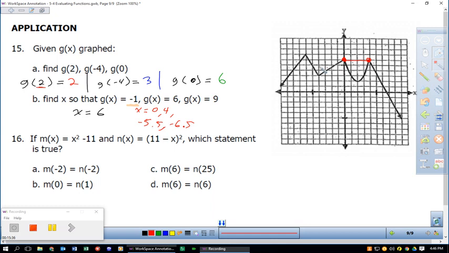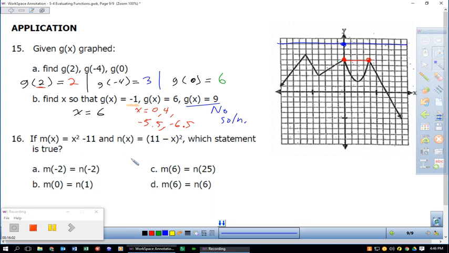And then if you look for where it's 9, if you look at your graph, it's at 6, 7, 8, 9. And it doesn't look like, as far as I can see, that it actually gets there. So this last one is going to be no solution, or something to that effect. It does not exist. So that one was a little tricky, so we may need to go over that one together as a class.